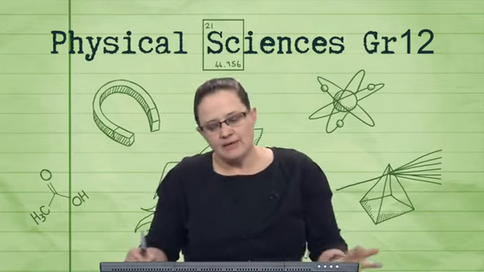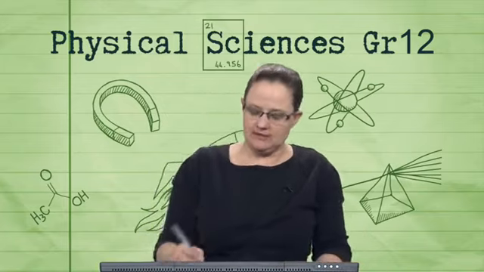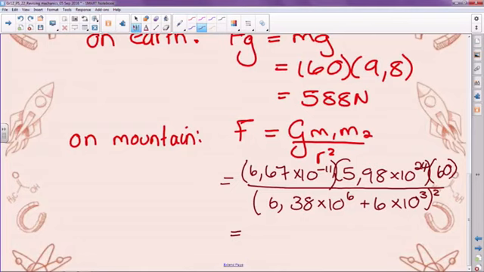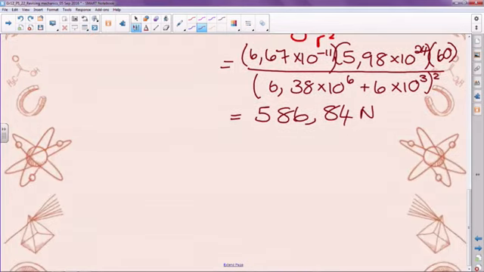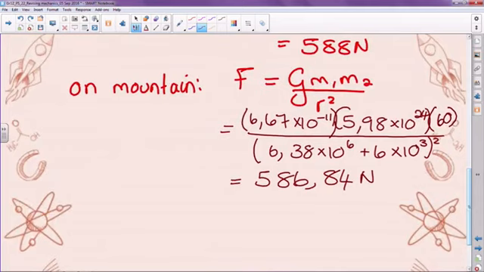When it gets complicated like this, I worry that you do it once in your calculator and you don't realize you've done a calculator error. But what you get is 586,84 newtons. It's smaller, which we expect. He's further from the center of the Earth. But that wasn't the question. The question is, what is his difference in weight? So we actually need to write that down.